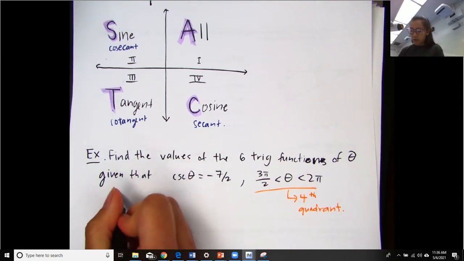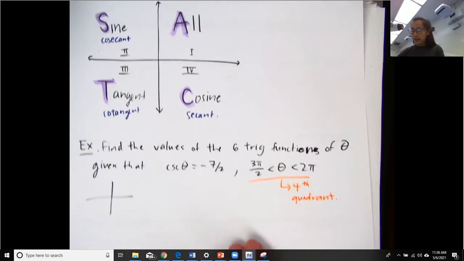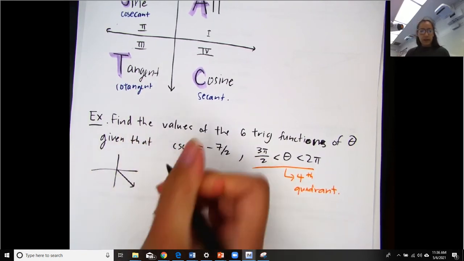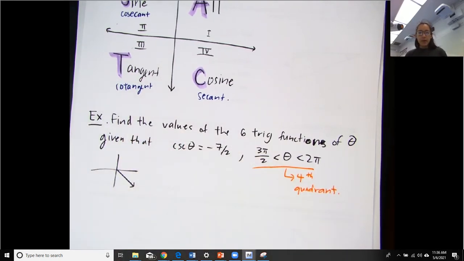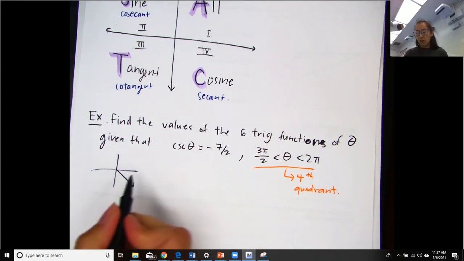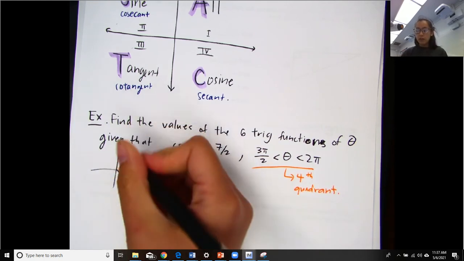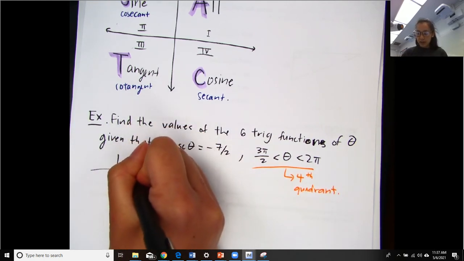So if you just do a quick sketch of your axes, you're going to draw some ray, and we're going to create our angle. So we're going to create a reference angle. And with the reference angle, you're always going to use the nearest x-axis. So you never draw it to a y-axis. You always draw it to the closest x-axis. So the closest x-axis is right here.